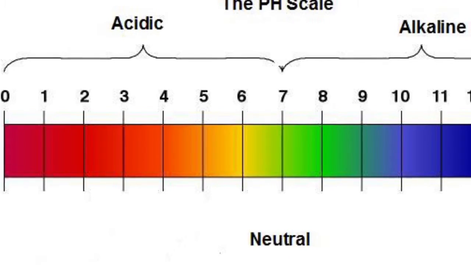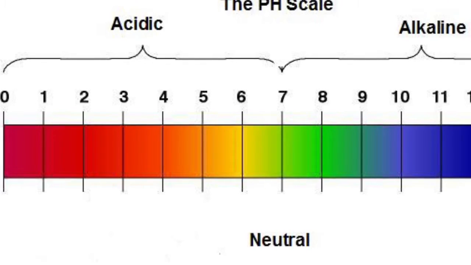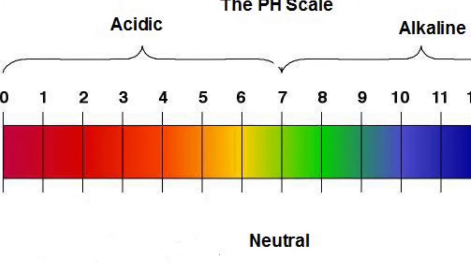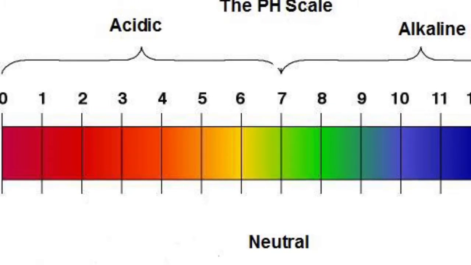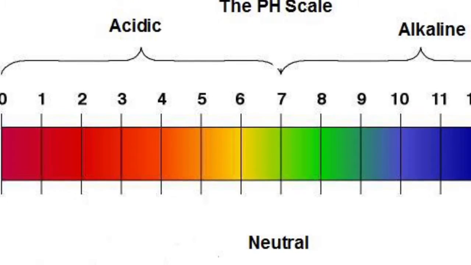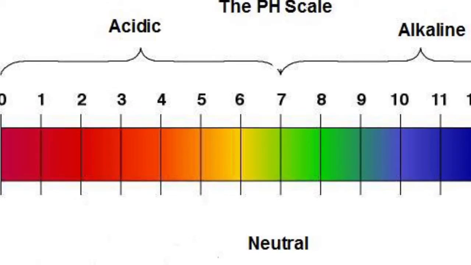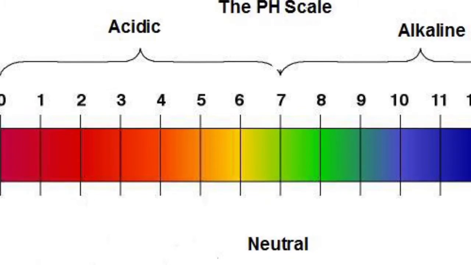So what makes something more acidic than basic? Well, it is something called H+ and OH- ions. H+ ions make something more acidic, while OH- ions make something more basic.